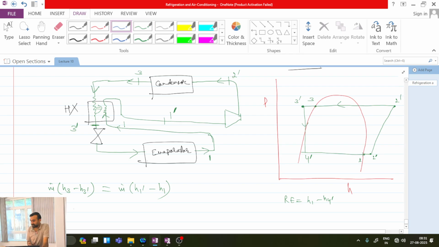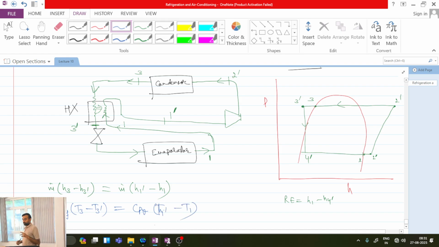This H3 minus H3 dash I can write Cp into, it is the pure liquid. So in the pure liquid I can write Cp into T3 minus T3 dash, and this Cp is of F. F means I am referring to liquid state, and here this H1 dash minus H1 can be written as Cp of what? Vapor. Okay, because here at point 1 is nothing but in the vapor state. Cp of vapor into T1 dash minus T1.